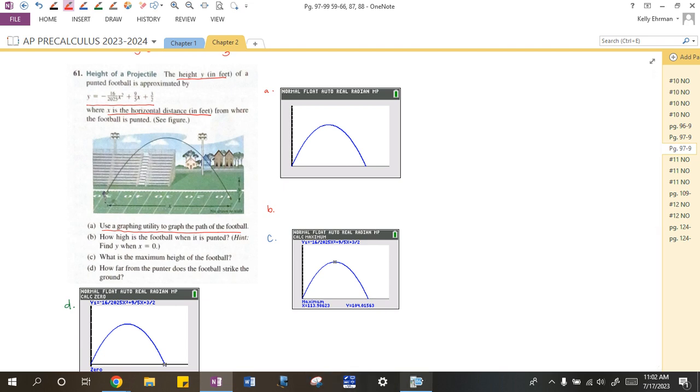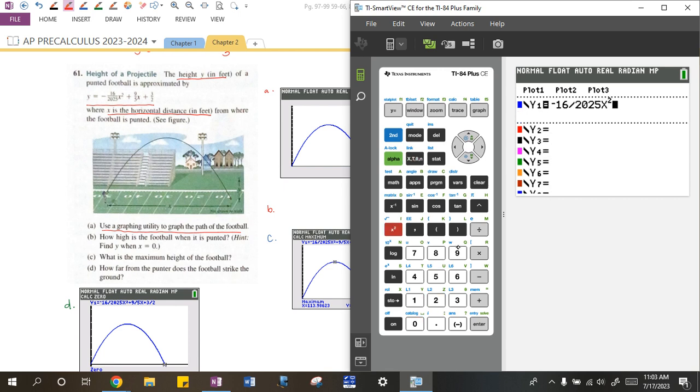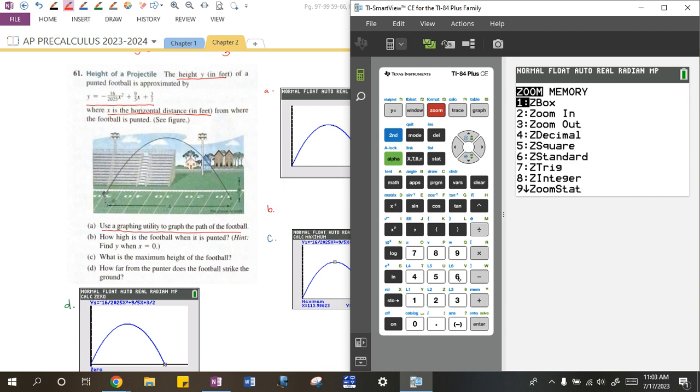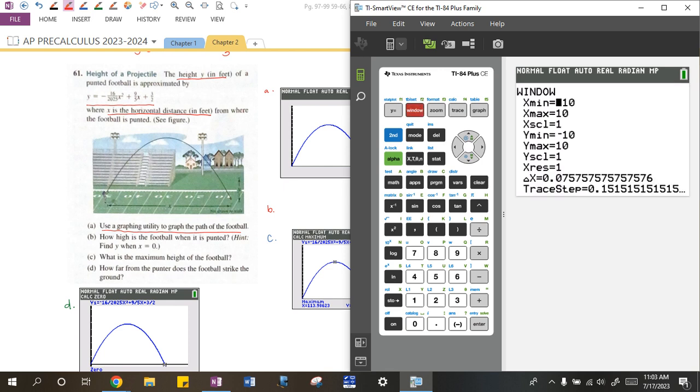So let me just take you through my thought process here. First, type the thing in. Negative 16 over 2,025 x squared plus 9 over 5 times x plus 3 over 2. Now, if you just zoom 6 standard to see what happens, that's not what we want. We want the full path. So let's go to window.